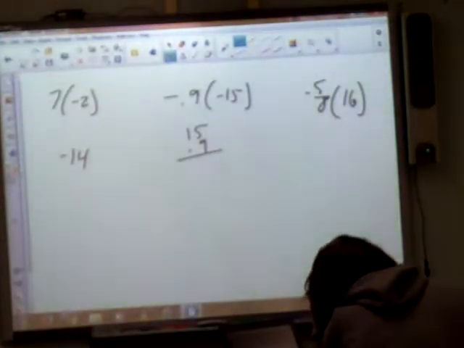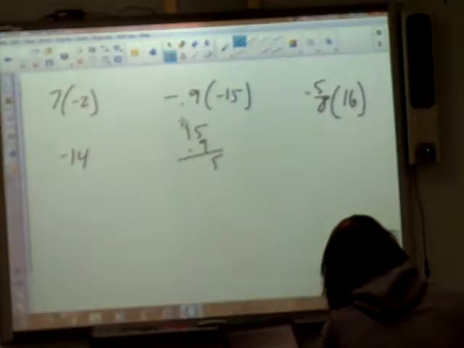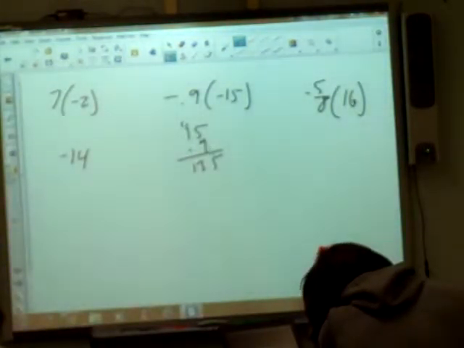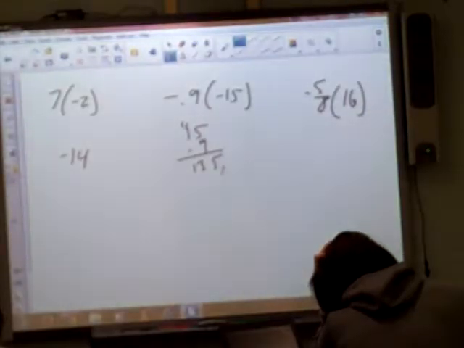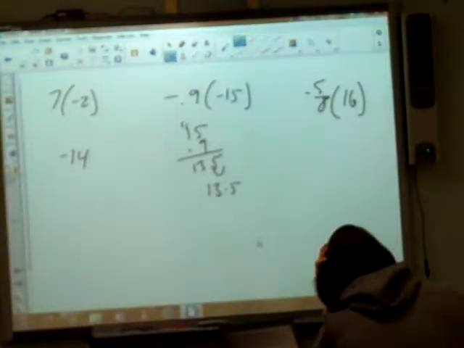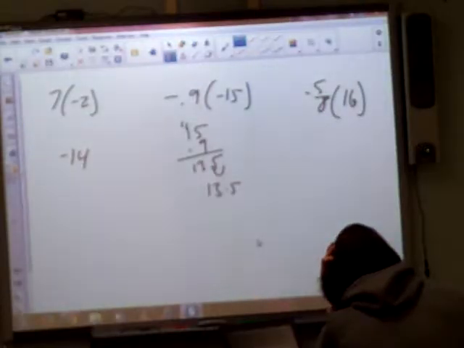9 times 5 is 45. Carry my 4. 1 times 9 is 9, plus 4 is 13. I've got a decimal with 1 digit behind it, so I move my decimal point 1 time, 13.5.